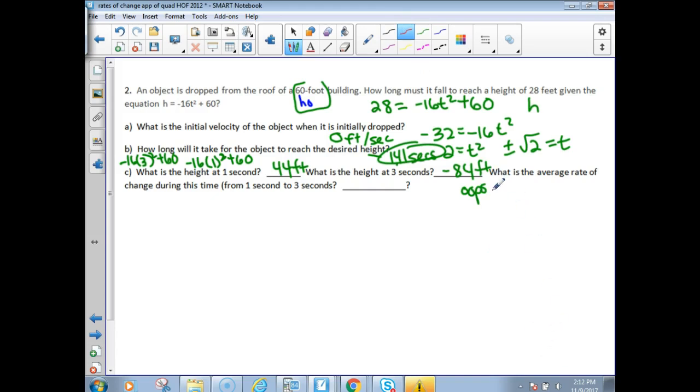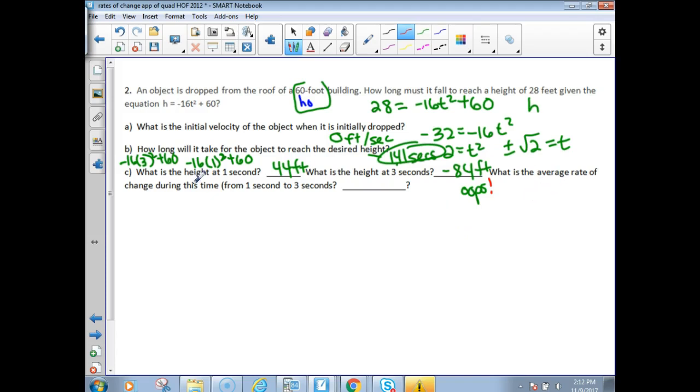Now, let's talk about that for a minute, because I'd like to put an oops next to that. What does that mean? Oh, it's really going down. Where is it? It's under the ground. Could something literally go 84 feet under the ground unless it was a projectile missile or something? So it's not feasible, but we're going to calculate it anyway, because I want you to know how to calculate the rate of change. But I'm writing oops because technically it can't go negative 84 feet into the ground. The ground would stop it and slow it down, so that would be a whole other scenario.